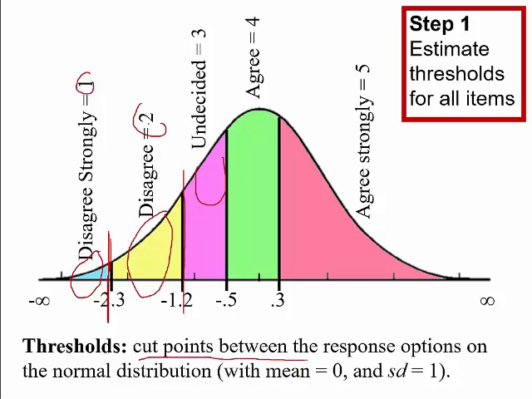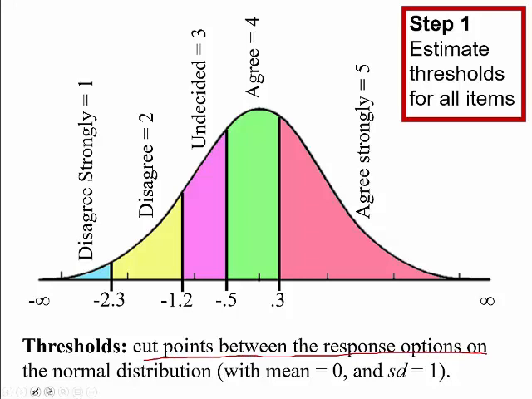So we're going to estimate these cut points between the response options, and label them using a z-score scale with a mean of 0 and standard deviation of 1. We're going to use that z-score scale to label our cut points, which will be our thresholds. Note that if we have, say, a 5-item scale, then to break apart these 5 categories we need 4 thresholds. The number of thresholds will always be 1 less than the number of levels for our scale.